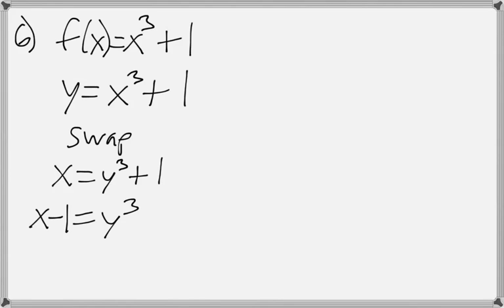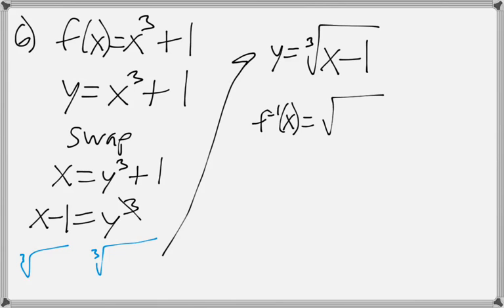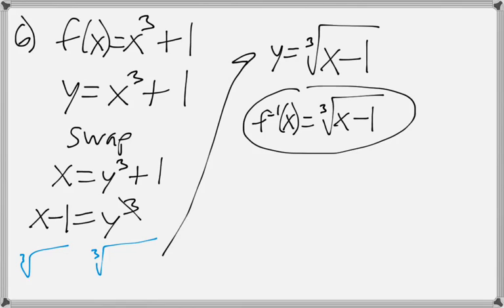So to get rid of a cubed, you want to take the cubed root. So I want to take the cubed root of both sides. And that would give me y is equal to the cubed root of x minus 1. So the cubed root really cancels out with the cube there. Our last step is to express this as f inverse, or f to the negative 1 notation. And that'll be your answer.